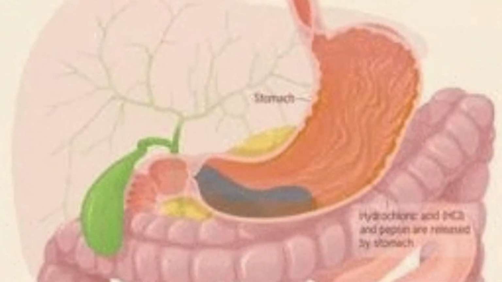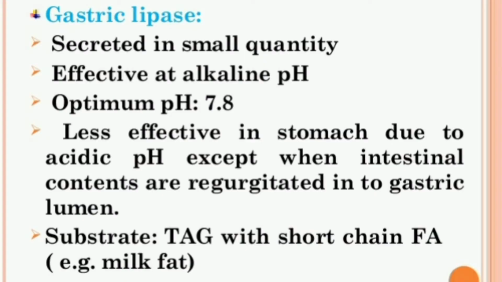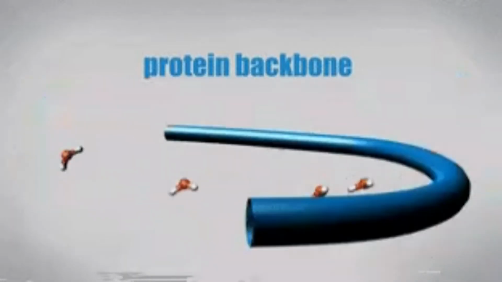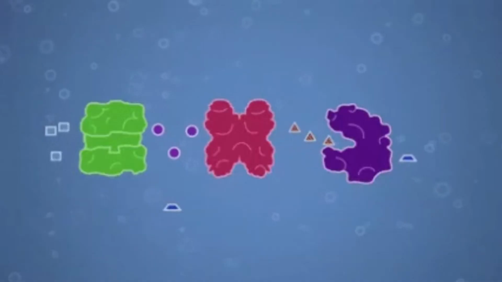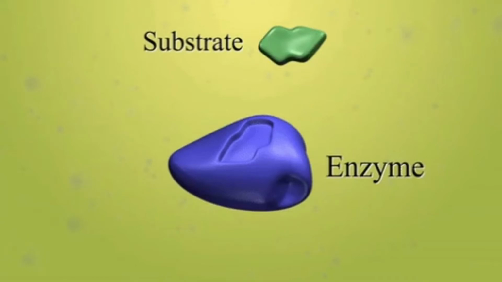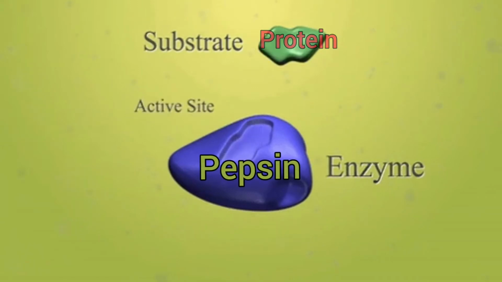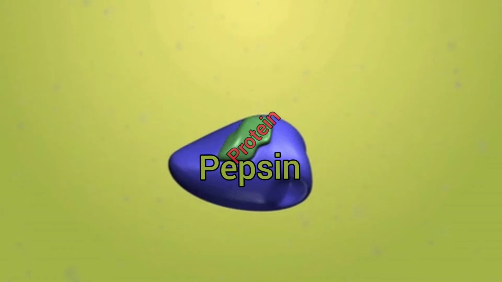There is another enzyme known as gastric lipase. A small amount of lipase is also secreted by the gastric gland. Thus, in the stomach, the protein is broken down by the action of pepsin at the optimum pH of 1.3 into proteases and peptones.